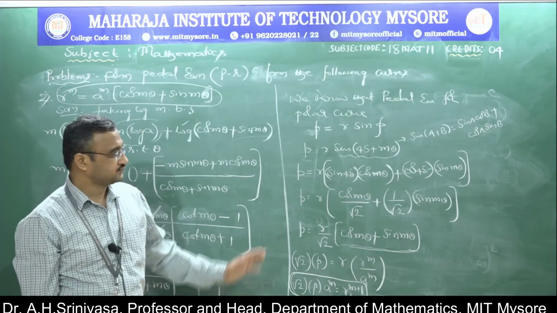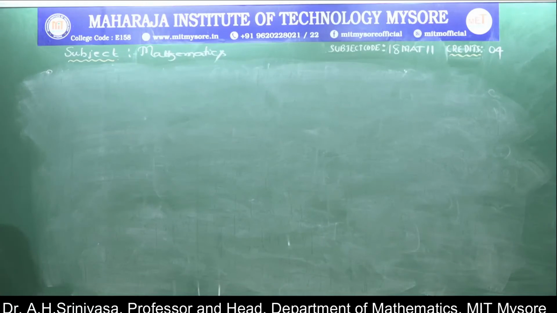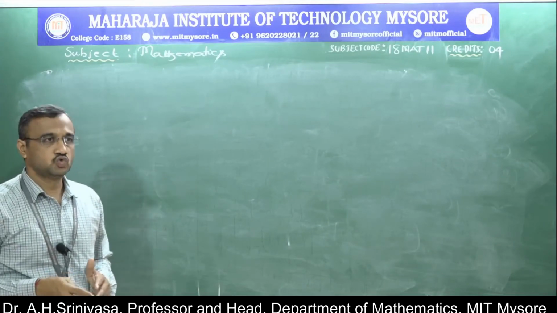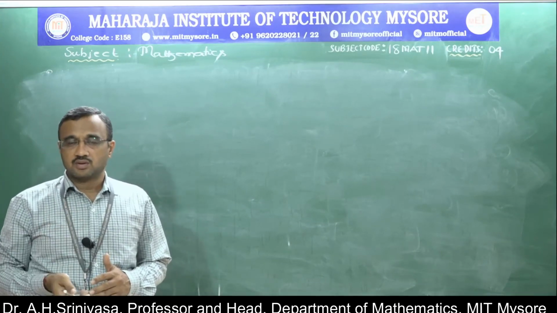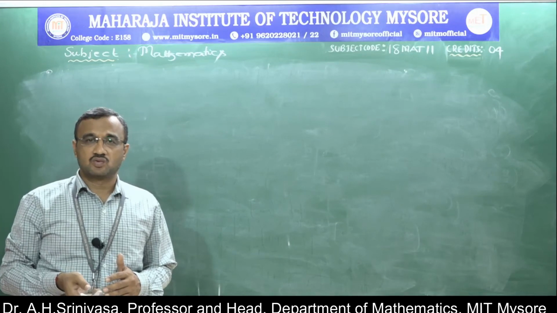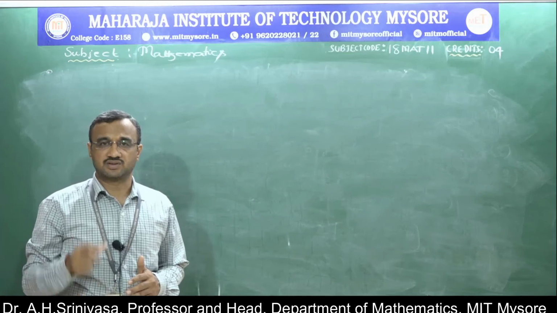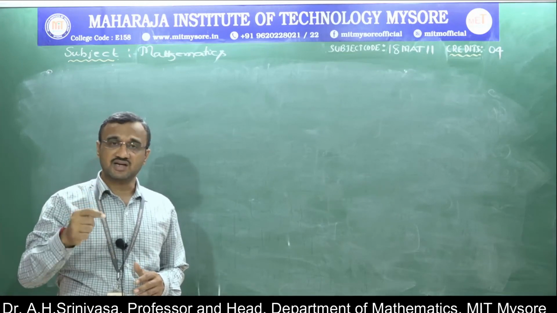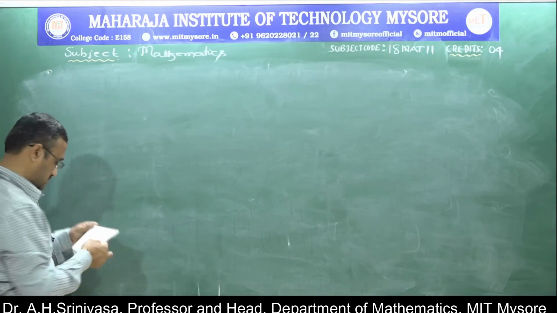This is clear? Okay. So now I am going to take one more problem. In that problem we are going to use another Pedal equation, that is 1 by p square equal to 1 by r square into 1 plus 1 by r square into dr by d theta whole square. Using that formula we can also extract the Pedal equation. That type of problem I am going to solve now.